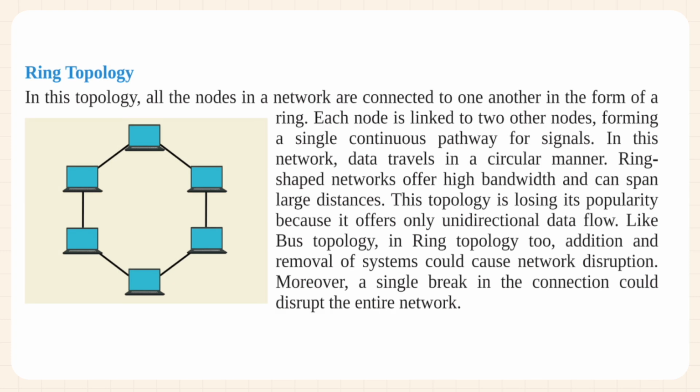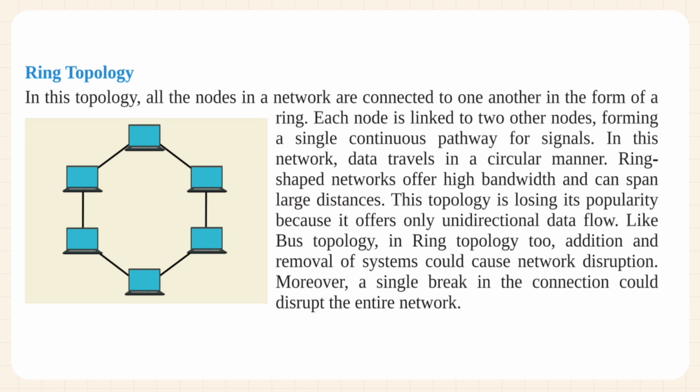Ring topology. In this topology, all the nodes in a network are connected to one another in the form of a ring. Each node is linked to two other nodes, forming a single continuous pathway for signals. In this network, data travels in a circular manner. Ring-shaped networks offer high bandwidth and can span large distances.